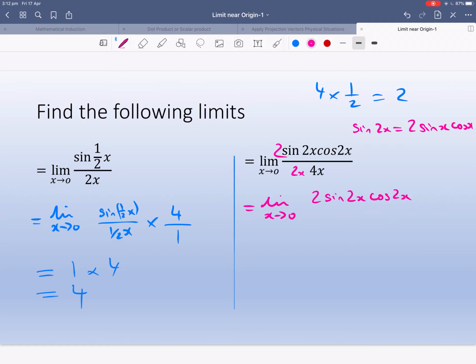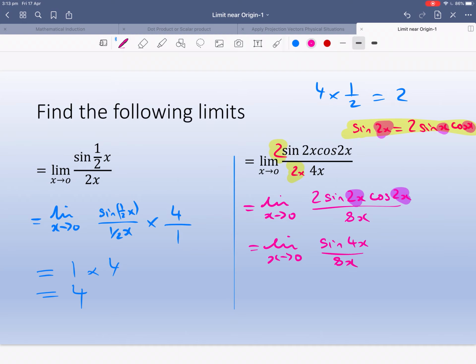over 8x. So all I've done, I haven't done any maths except I've just multiplied the top and the bottom by 2. Now I'm going to use this identity. Now notice carefully, this angle is twice as big as these angles. So I'm going to make those angles bigger. So I'm going to go limit as x approaches 0. Notice that I'm still writing limit. And I'm going to go sine 4x over 8x.